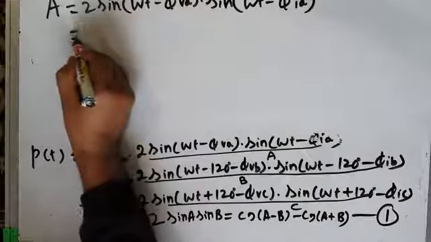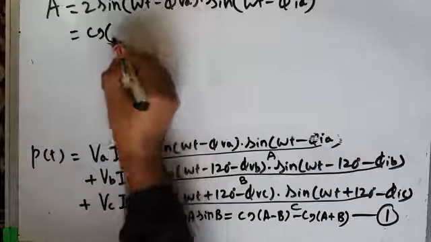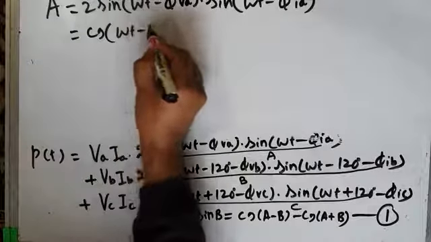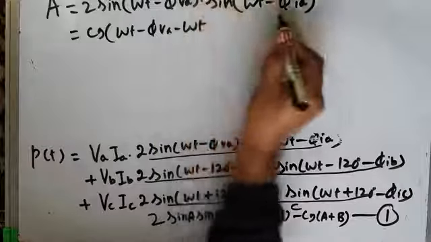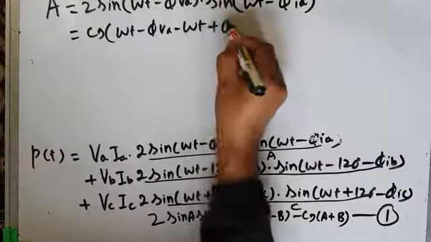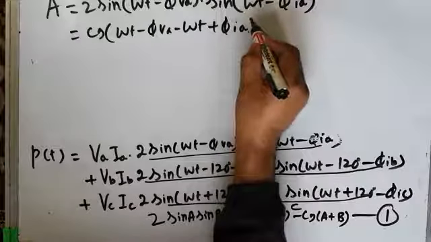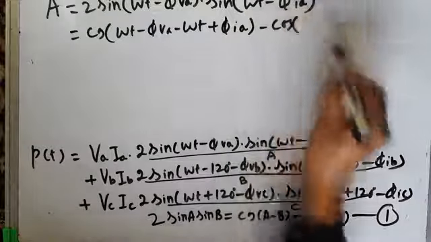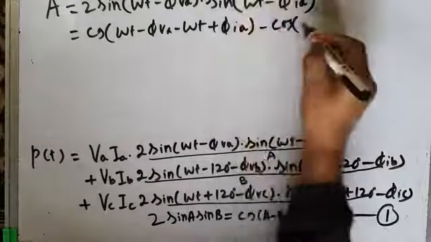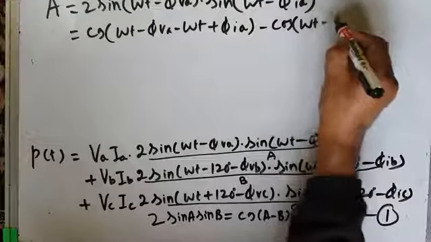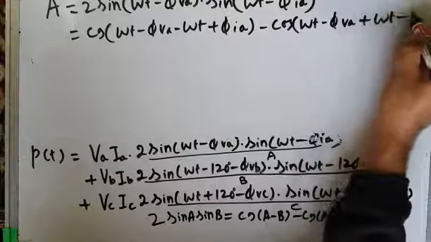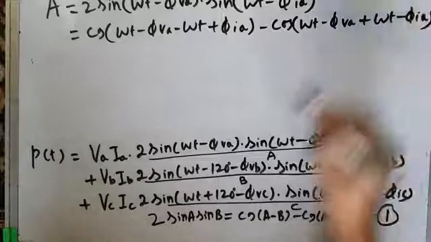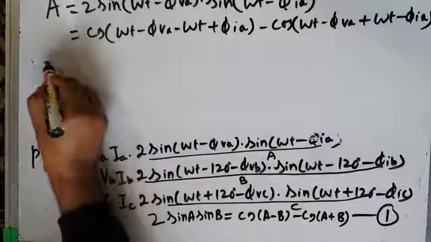So this is equal to cos of A minus B. A is omega t minus phi VA, minus B. B is omega t minus phi IA, so minus into minus is plus phi IA. Minus cos of A plus B, the second term, cos of A plus B. A is again omega t minus phi VA, plus B. B is omega t minus phi IA. Fine. So let us further simplify this.